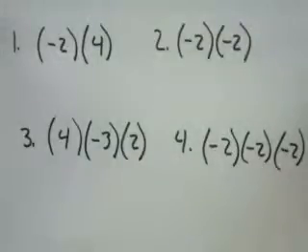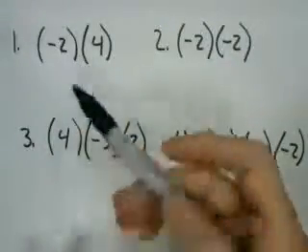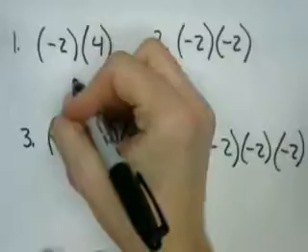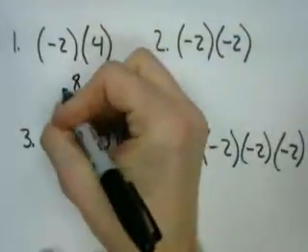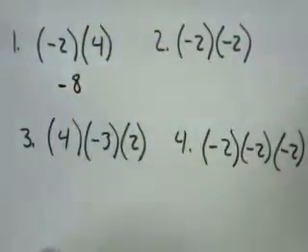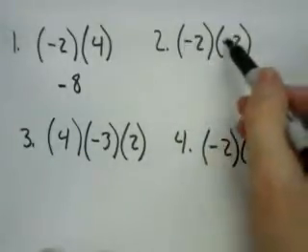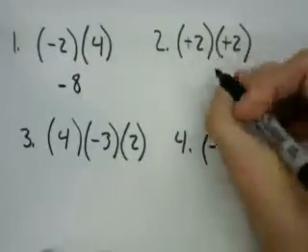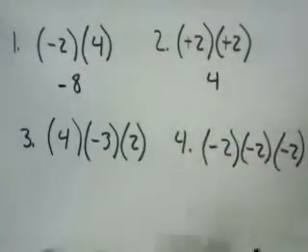Just one negative, it'll turn out negative. So here, a negative times a positive is a negative. So 2 times 4 is 8, and because I only have one negative, it is negative 8. Here, negative 2 times negative 2, I can think of this negative canceling out that negative. So really, these cancel each other out, and this is just 2 times 2, which is 4.